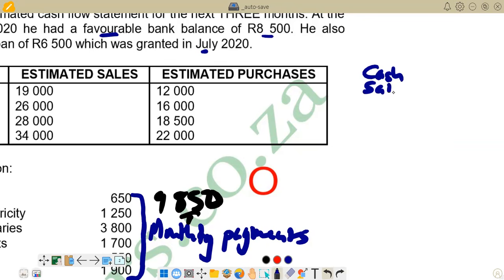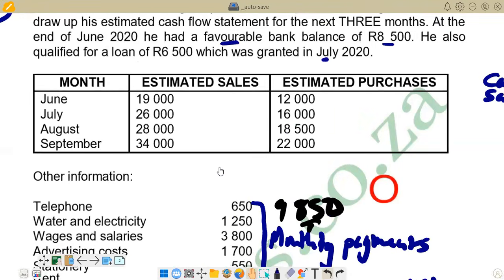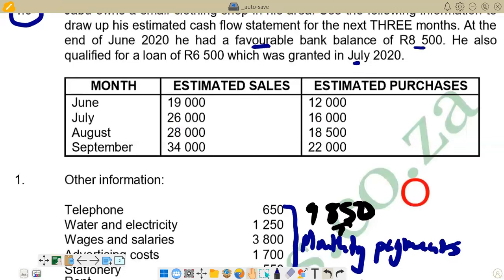So for the first month, remember, the cash sales, we just say the estimated sales of that month times 0.6. Then we get the cash sales for that period. Then we recheck here to see what we have. The months that we are concerned with, remember our cash flow is starting from July. So we are going to use these figures: 26,000 for July, then August 28,000, then September 34,000.